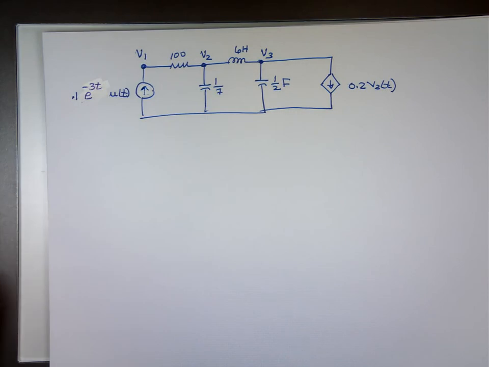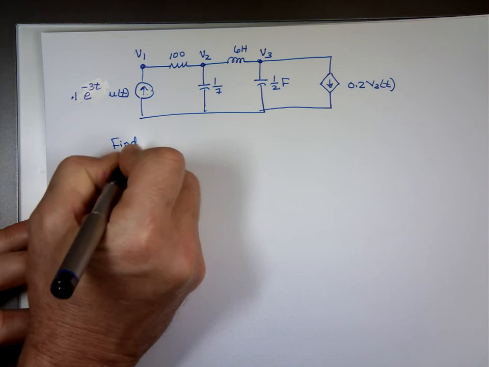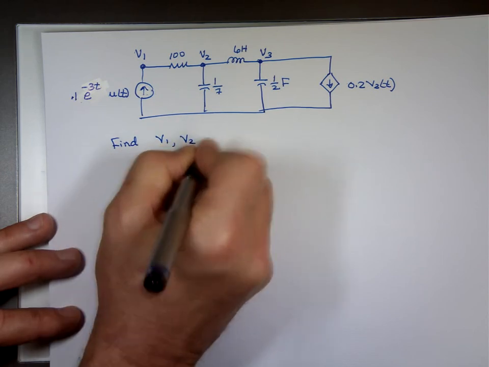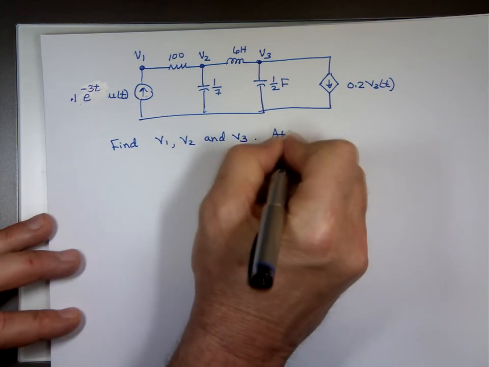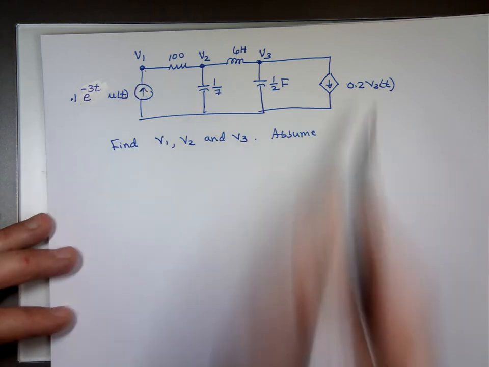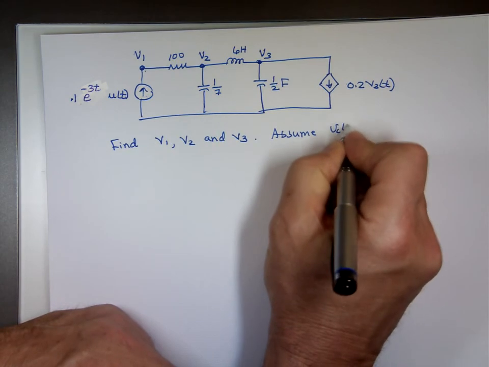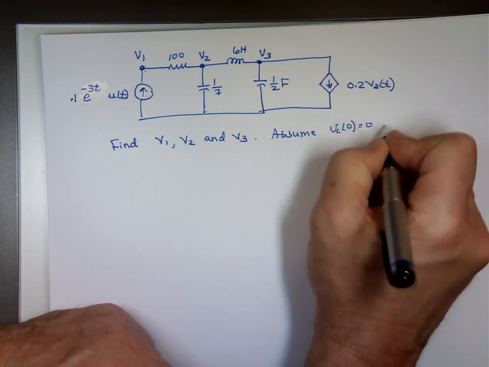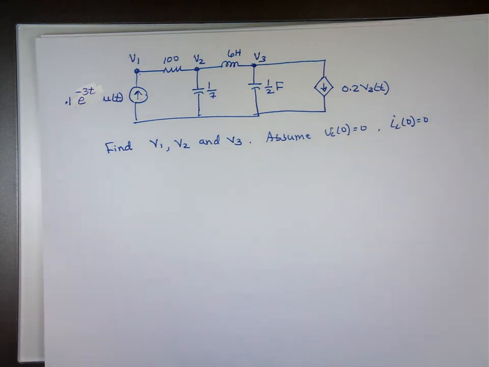The only assumption is that initial conditions are 0, just to make the math a little easier. Assume the voltage across all these capacitors is 0, and the current through the inductor, i sub L, at 0 is 0. No initial conditions. So I have to change everything to Laplace now.